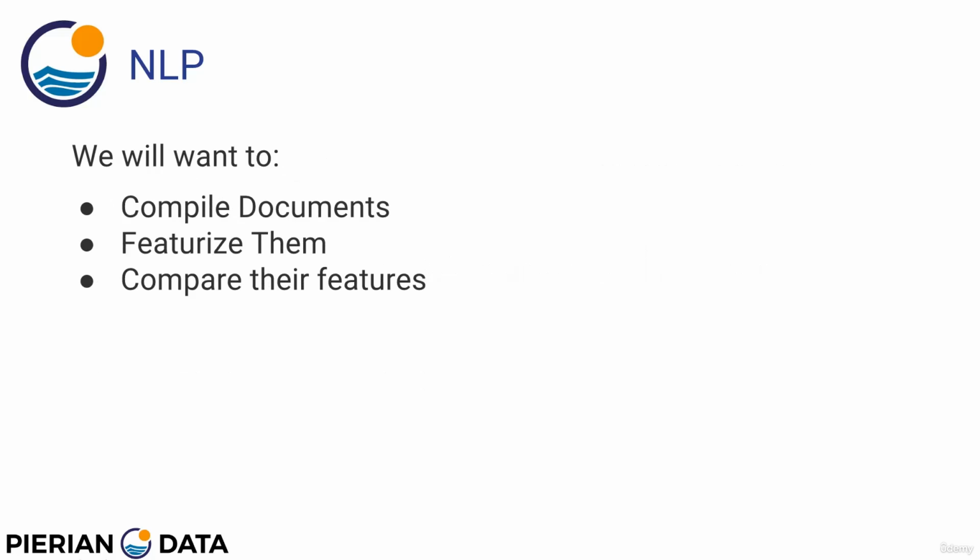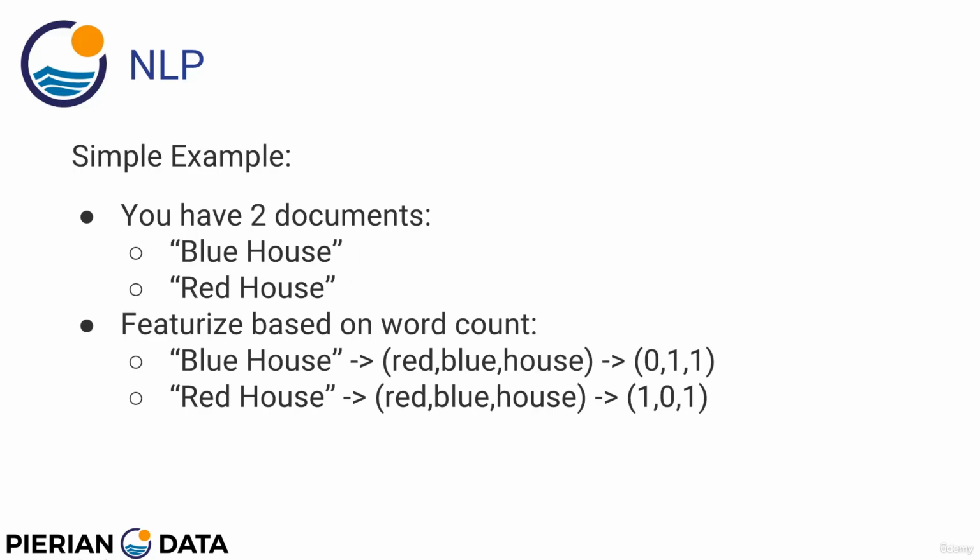We will want to compile the documents in some fashion, get features from them, so we'll have to featureize those documents, and then compare their features. Let's go through a simple example. Imagine you have two very simple documents. In this case, the document is just blue house, and then the second document is red house. That means this is just a document of basically a single sentence. So the first sentence is blue house, that's document 1. Second sentence, red house, is document 2.